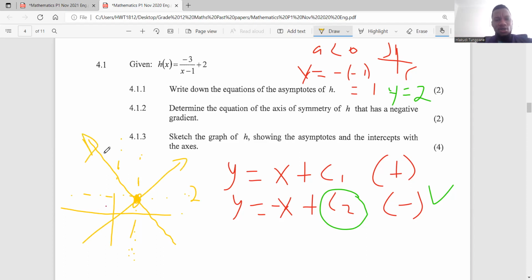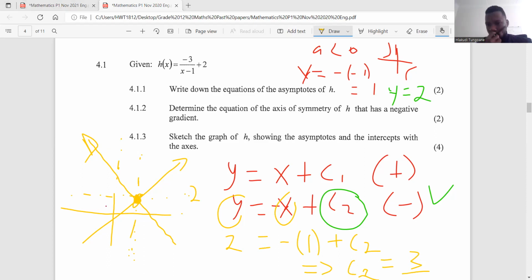So what we need then is to use this coordinate. This coordinate is where our asymptotes meet, right? So that's what you're going to substitute, so that you solve for c. We know x equals 1 because it's the vertical asymptote, and y equals 2 because it's the horizontal asymptote. So if you substitute 2 and 1 here, then you can solve for c2. If you take this to the other side, then c2 equals 3.